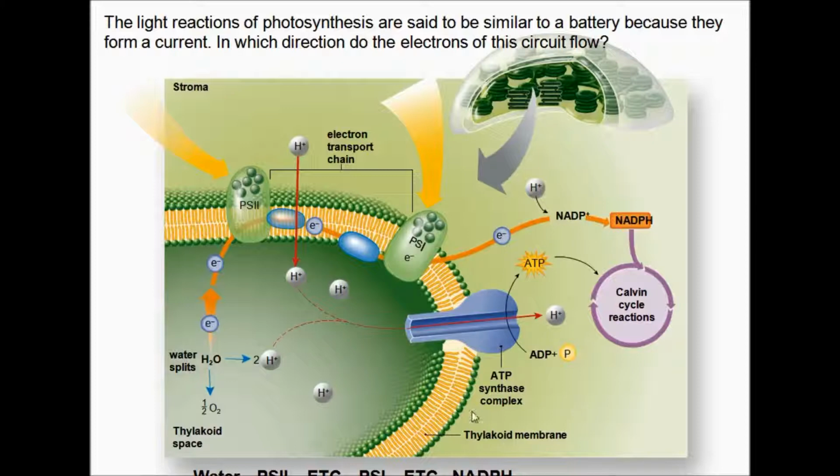So what's the order of this? It starts with the water. In what direction do the electrons of this circuit flow, if we think of this like a battery? It starts with water, then goes to PS2, then to the electron transport chain, then to PS1, then another electron transport chain, and NADPH. Boom. There's a question on a test like that, just so you know. So you can see how this flows through right there.